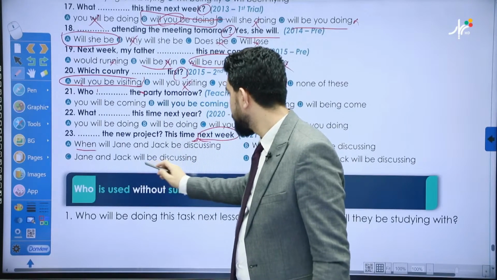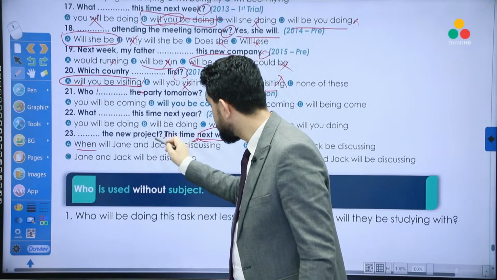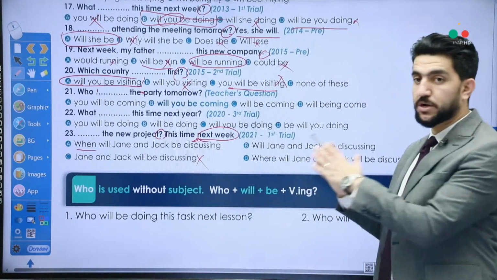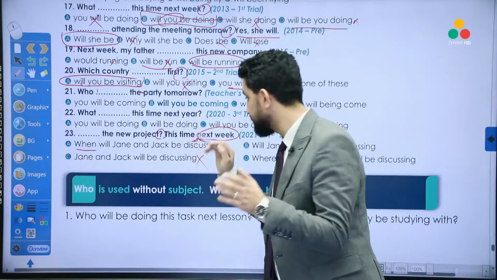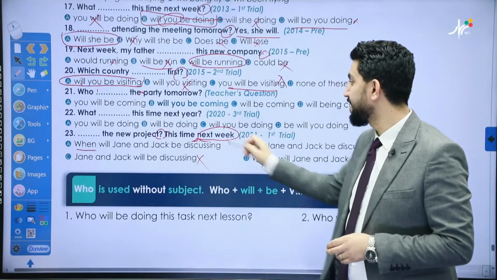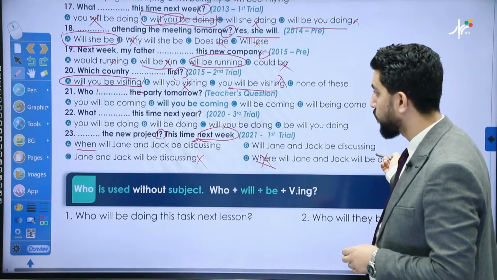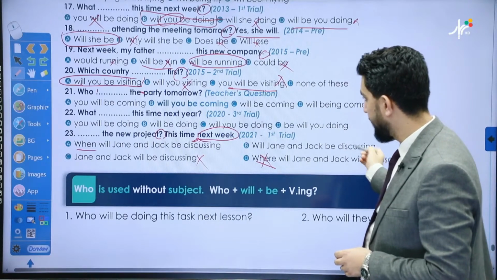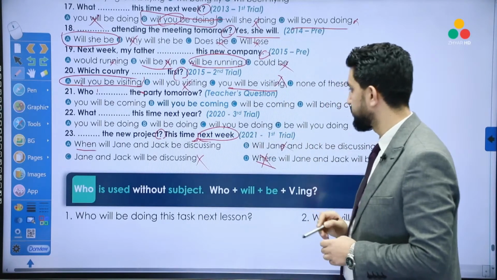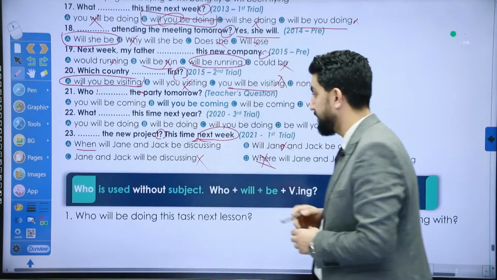Jane and Jack will be discussing this. Is it correct? It's a question mark. Will Jane and Jack be discussing? Wrong. We said when you have question marks, you start with will. Is it where? No. Because it says next week. Will Jane and Jack be discussing? This one is correct. But it's not a yes, no question. It's also wrong. So it will be when will Jane and Jack be discussing?